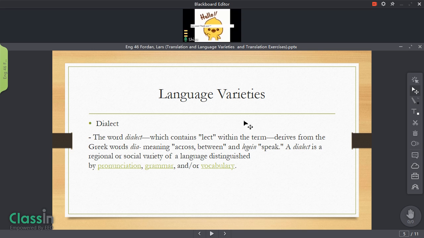Now, let's move to the next topic. We have language varieties. Dialects. The word dialect, which contains lect within the term, derives from the Greek word dia, meaning across, between, and lect means speak. A dialect is a regional or social variety of a language distinguished by pronunciation, grammar, or vocabulary.